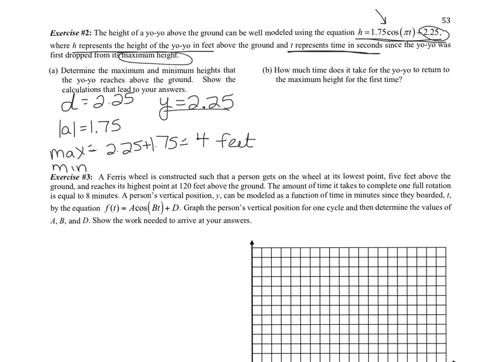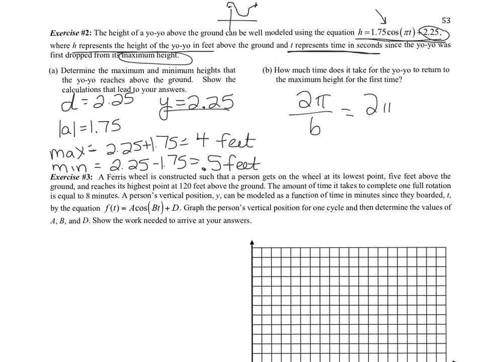My minimum, 2.25 down 1.75, is 0.5 feet off the ground. How much time does it take for the yo-yo to return to the maximum height for the first time? So that's basically a period question, right? We're saying how long does it take to go from the maximum back up to that spot again. So we're going to use our 2 pi divided by b formula for this. Remember, b is what's in the equation, that's not the period. So 2 pi divided by pi is 2, and t is measured in seconds.